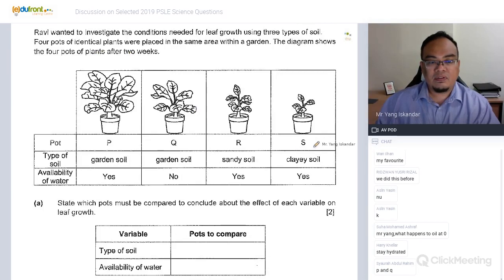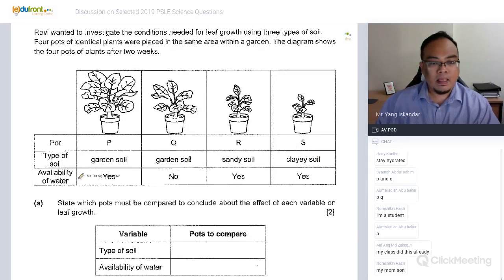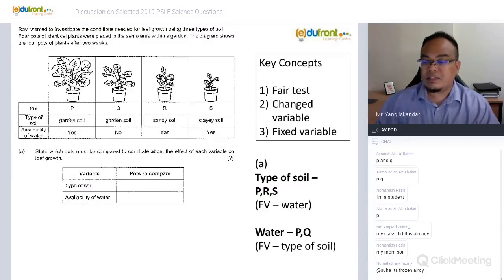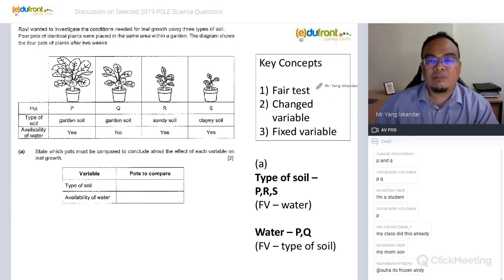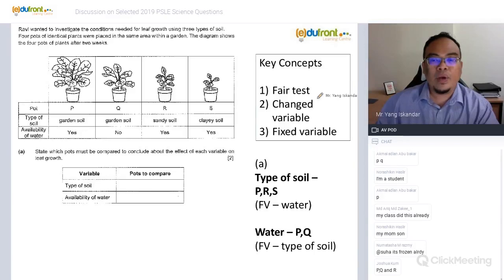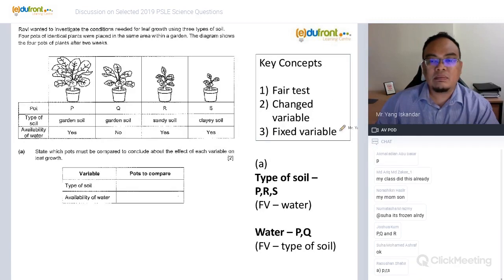So you can see here 4 setups, pot P, Q, R, S, and you notice that there are different types of soil. Okay, availability of water. So straight away again we need to see what concepts they are testing us on. There are several concepts being tested. Number 1, the concept of fair test. Secondly, whether you know the meaning of changed variable. Thirdly, you need to know the concept of fixed variable. What is a fixed variable? This one we have done so many times, right? I hope you are able to answer this. Okay, so let's take a look at part A here.